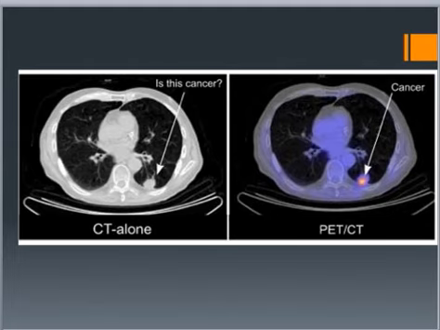This again just gives you a good example of the fusion imaging. On CT alone, we can see there's a nodule here, there's a mass, and we don't know what it is. Is it cancer? But on PET CT together, it's really going to highlight that area, and it's going to show you if the patient actually has cancer or not.